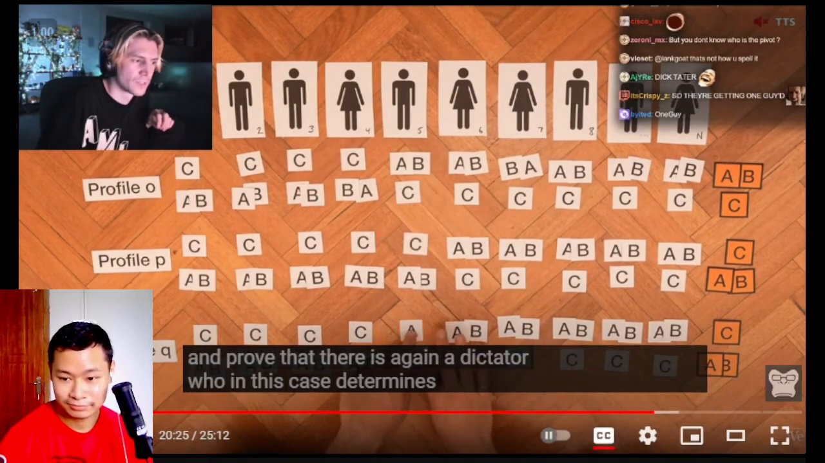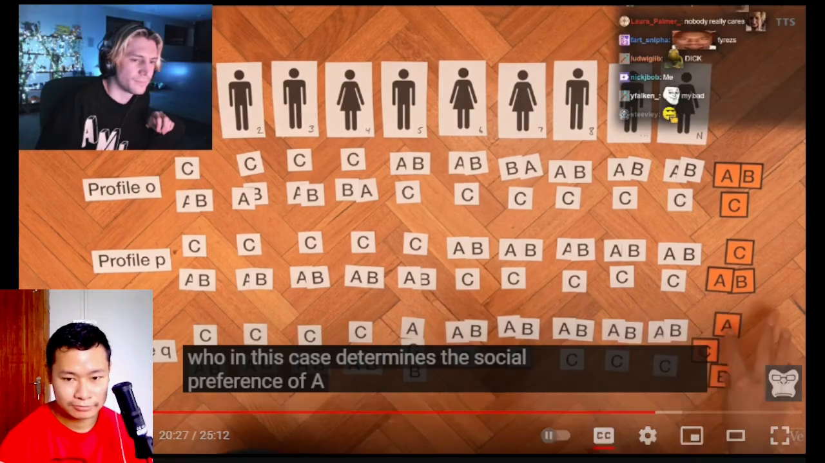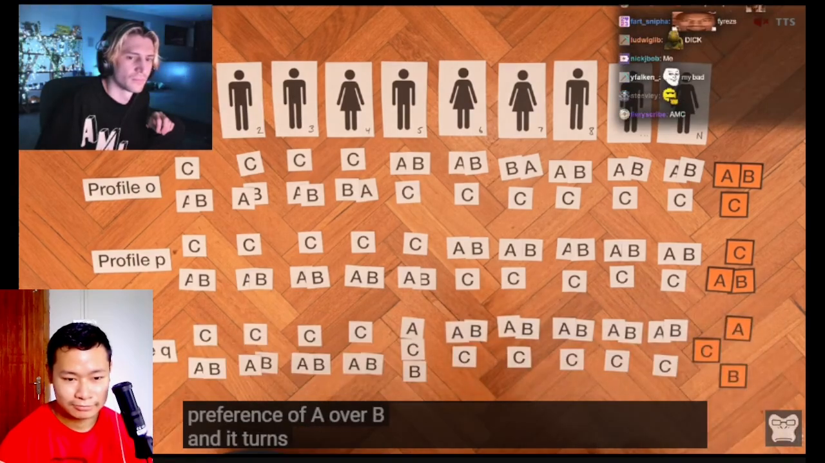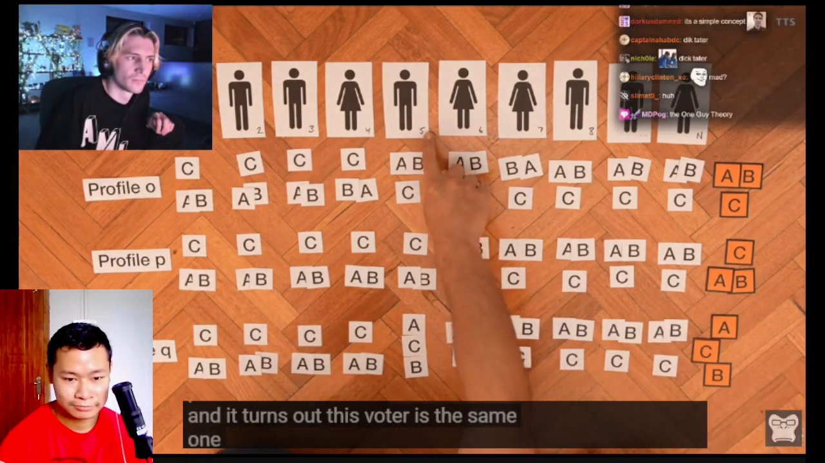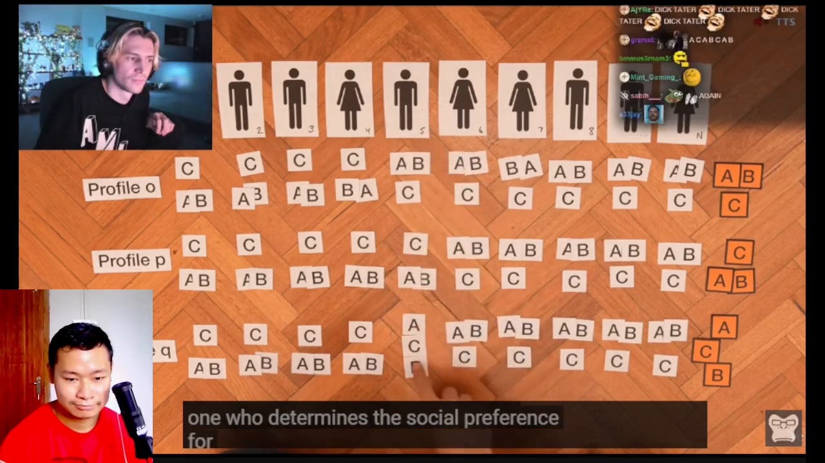in this case, determines the social preference of A over B. And it turns out this voter is the same one who determines the social preference for A over C.